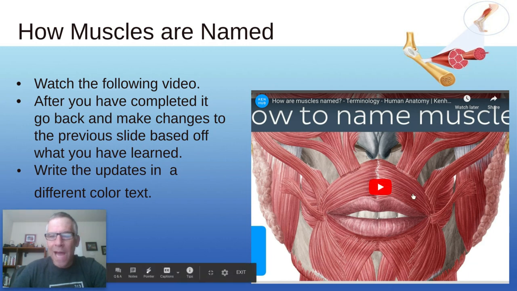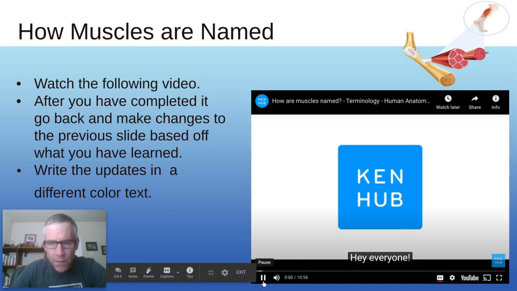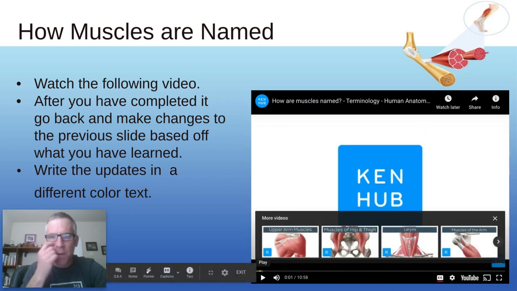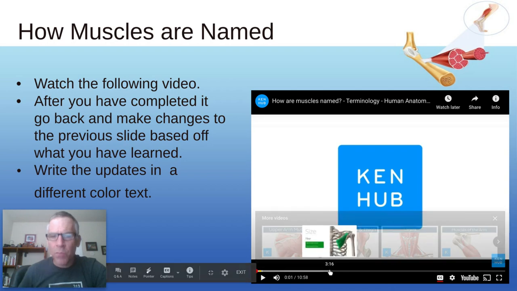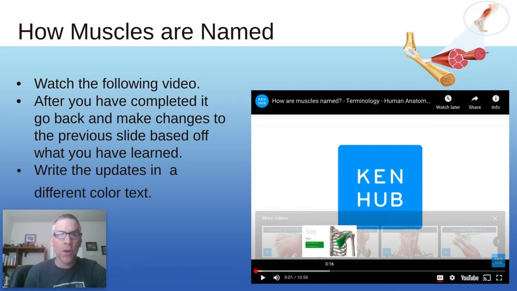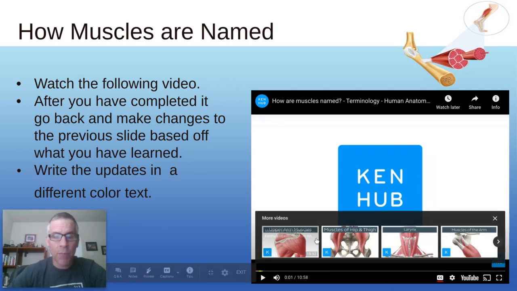So this will actually take you through a little bit more detail of the naming of the muscles. I do want you to watch it when you have a few minutes. It's not a must, and I'm not going to ask every detail, but it's going to help you a lot more in knowing how to name the muscles. I'm probably going to circle back around to this a little bit next Thursday as we wrap up a little bit of muscles.